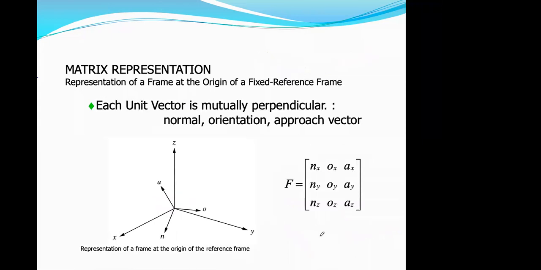Now you can see matrix representation, how a frame can be represented. Representation of a frame at the origin of a fixed reference frame. So each unit vector is mutually perpendicular. So you are having this is the x axis, this is the y axis, and this is the z axis. And what it is here, n is called the normal, O is called the orientation, and A is called the approach vector.